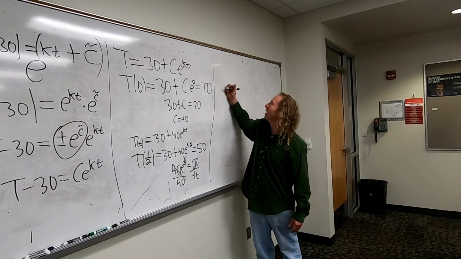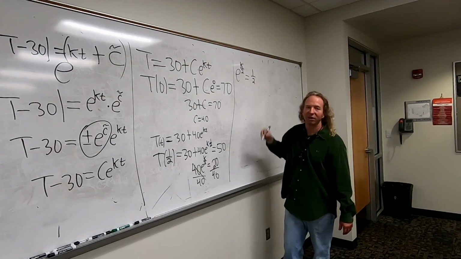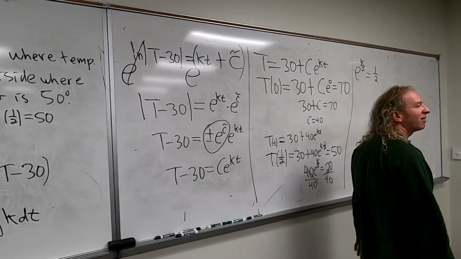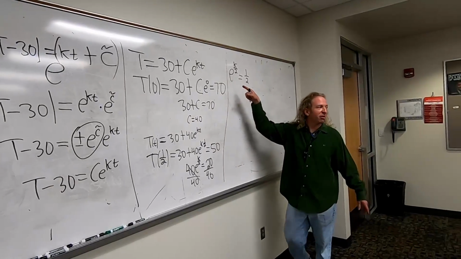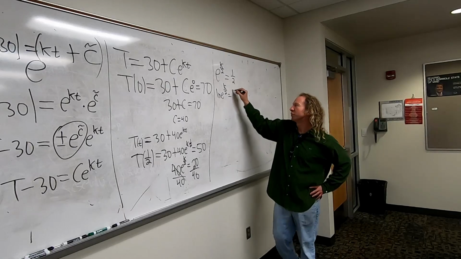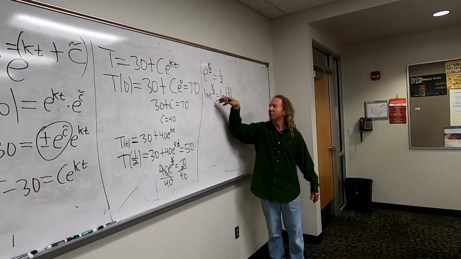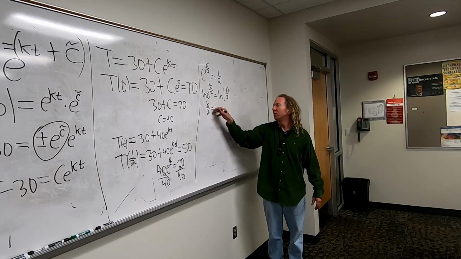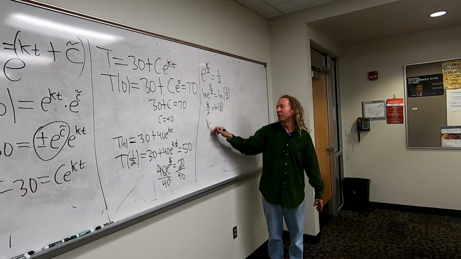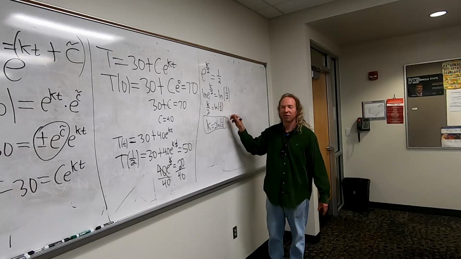So we end up with e to the k over 2 equals 1/2, right? 20 over 40 is 1/2. To get rid of the e, you can take the ln on both sides. So I'll put ln e to the k over 2 equals ln 1/2. These cancel, so you get k over 2 equals ln 1/2. Multiply by 2, you get k equals 2 ln 1/2. I'm going to circle that. That feels really important, right?